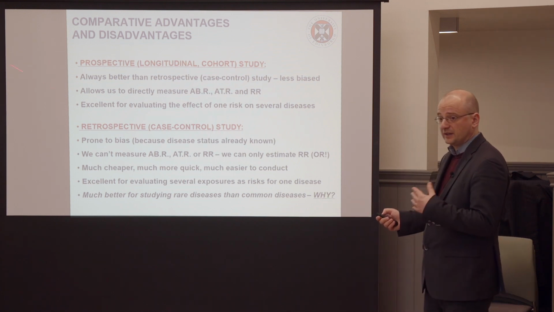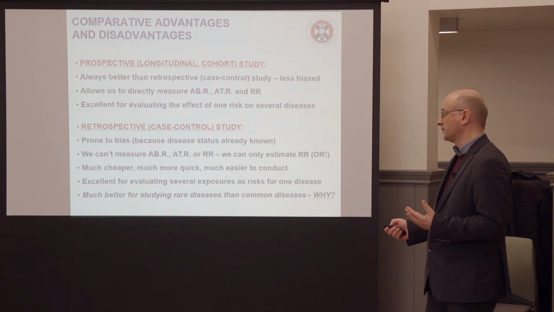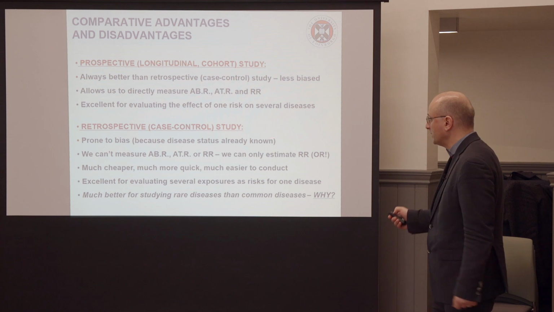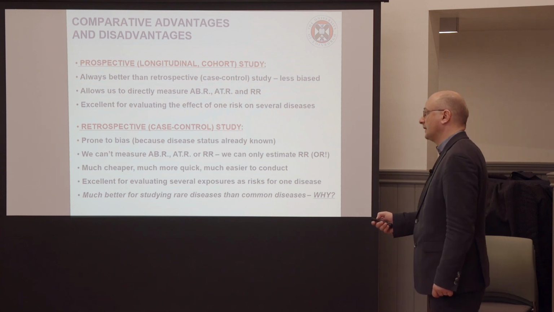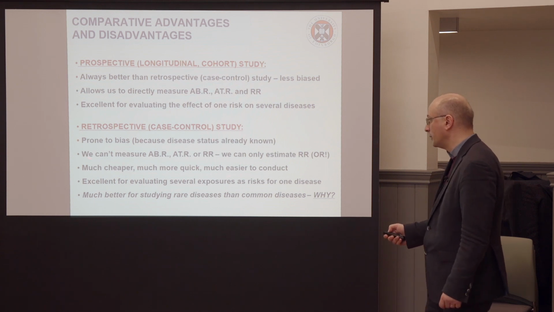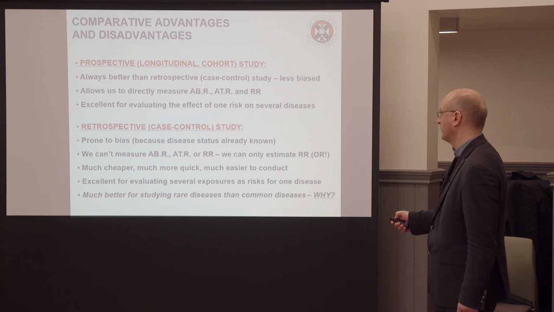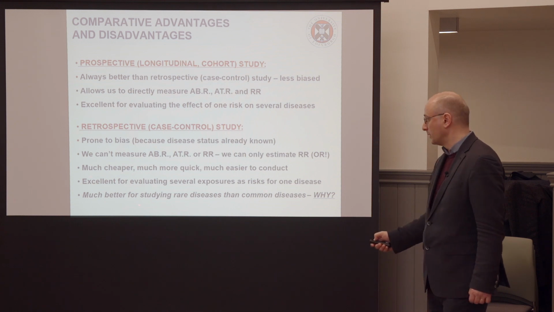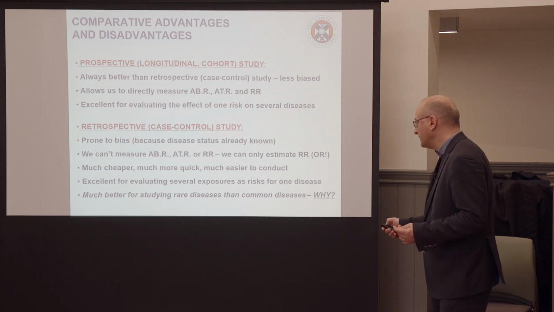But if you want to study many risk factors, it's obviously not good because you always have to start with a group of exposed. So in a retrospective or case control study, these studies are prone to bias much more because the disease status is already known, and you cannot measure absolute, attributable, or relative risk. You can only estimate the relative risk as odds ratio. But they're much cheaper, much quicker, much easier to conduct.